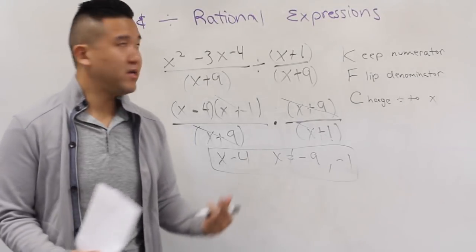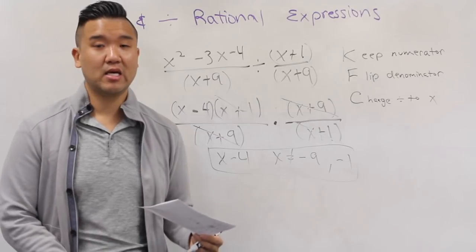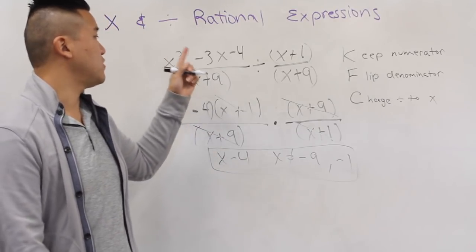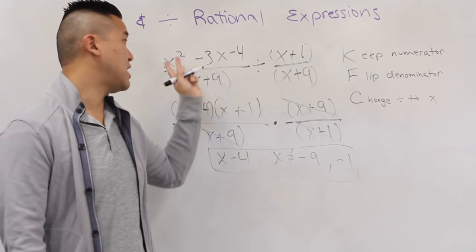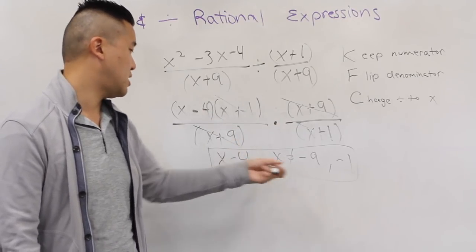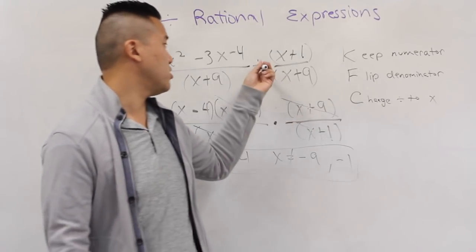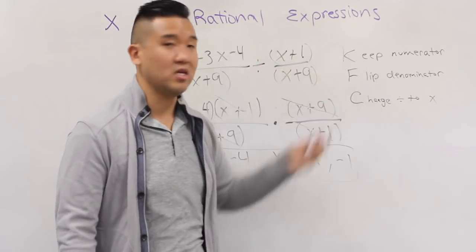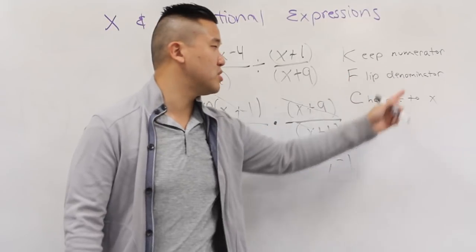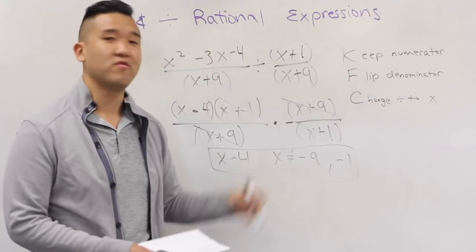So great job. All right, Zone Squad, we made it. Multiplying and dividing rational expressions, not easy. Let's recap. Your goal is to factor first, and then factor everything out, cancel everything out, and then check your restrictions if there are any denominators that you canceled out. And then make sure when you're dividing, use KFC: keep the numerator, flip the denominator, change division to multiplication, and do everything else from there.